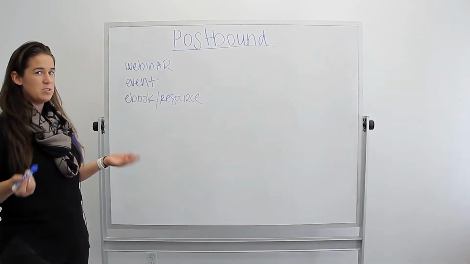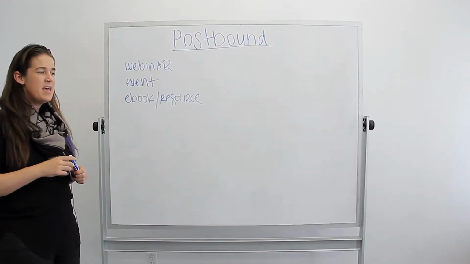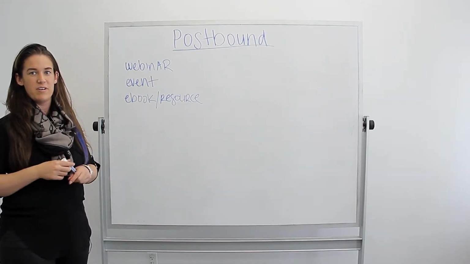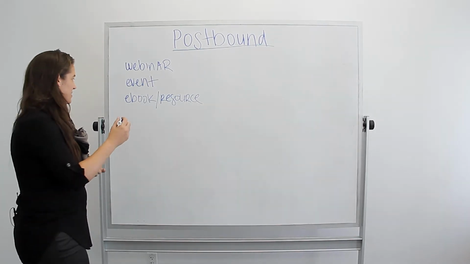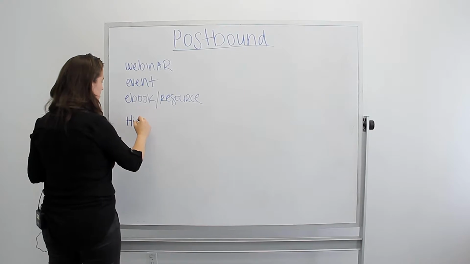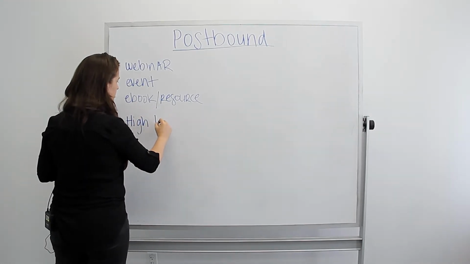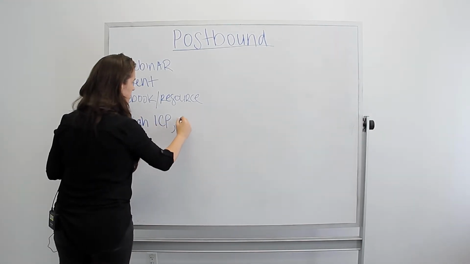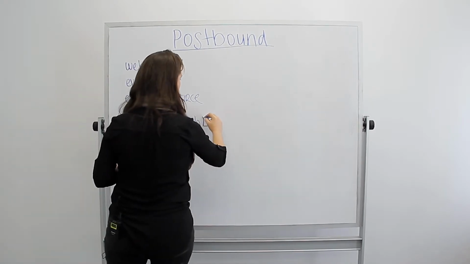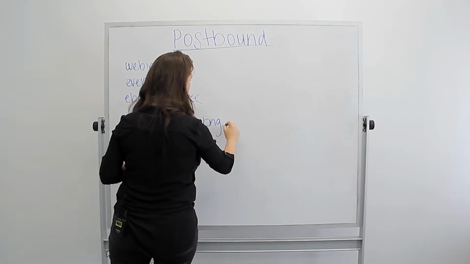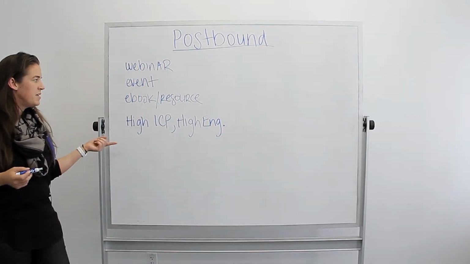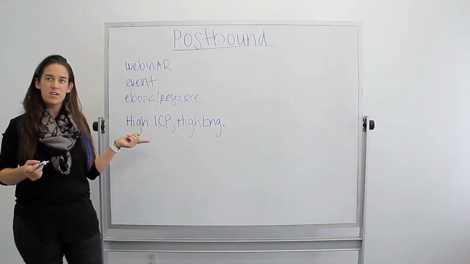So who I send them to typically is the outbound team, and I build sequences or cadences, depending on who your sales engagement vendor is, that go like this. The first sequence that I build is high ICP, high engagement, for ebooks. High ICP is defined as your ideal customer profile.